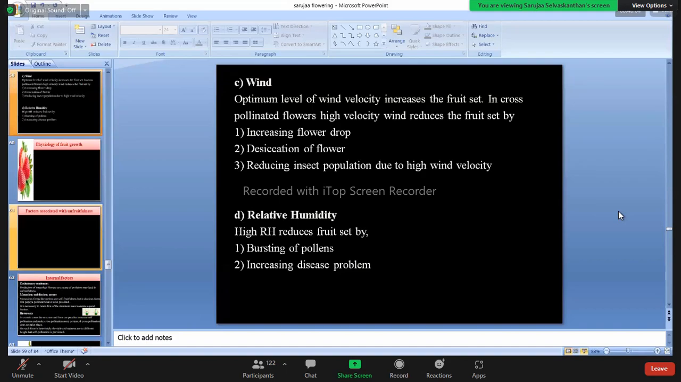And we have studied under the external factor, soil and climate, soil factor, nutrient and water, and climatic factor, temperature and rainfall. And the third factor is wind, right? Wind, and the fourth one is RH.